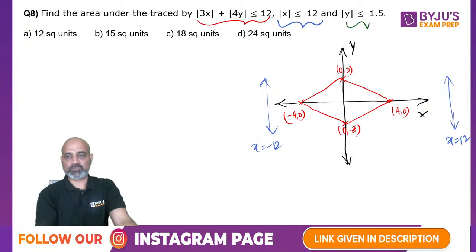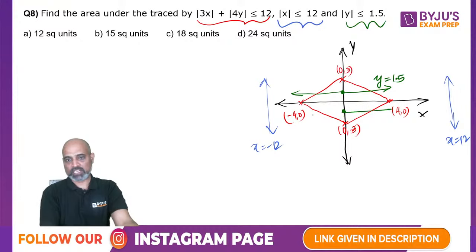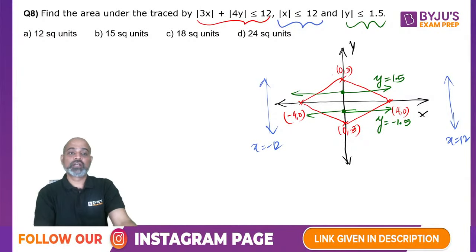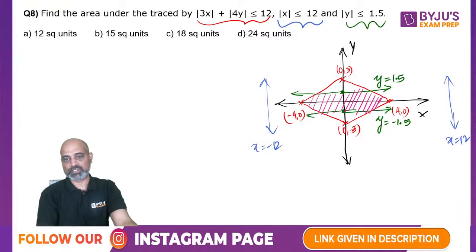Okay. The next one is mod y is less than equal to 1.5. Mod y is less than equal to 1.5 का मतलब है y is at 3 and minus 3, no? तो इसके बीचों बीच. So you're going to have a pair of horizontal lines where one will be y is equal to 1.5 and the other will be y is equal to minus 1.5. And we are asked to figure out the area. So within all of these, the area that will lie is going to be this particular shaded region.